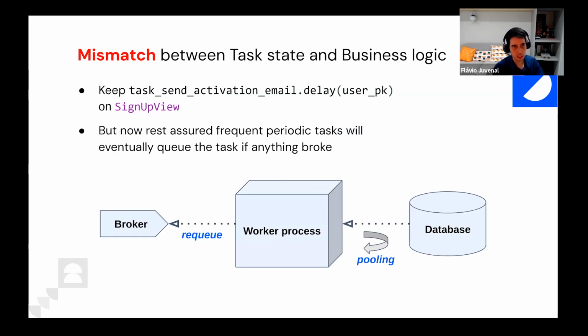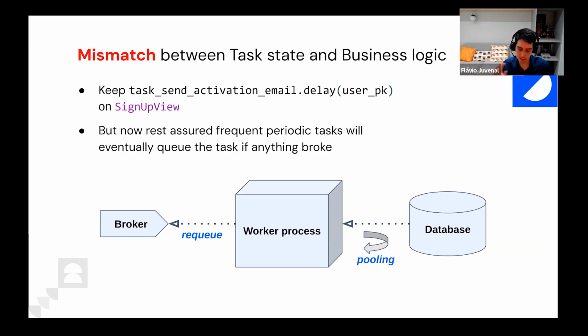So you can keep the task send activation email on the sign up view. You won't have a case of a user waiting 5 minutes. You can keep that task there because if it works, it will do the email sending right away, and it will set the email sent to true. So this will never be resent. But if it fails, eventually after 5 minutes, worst case, that person will get the email.